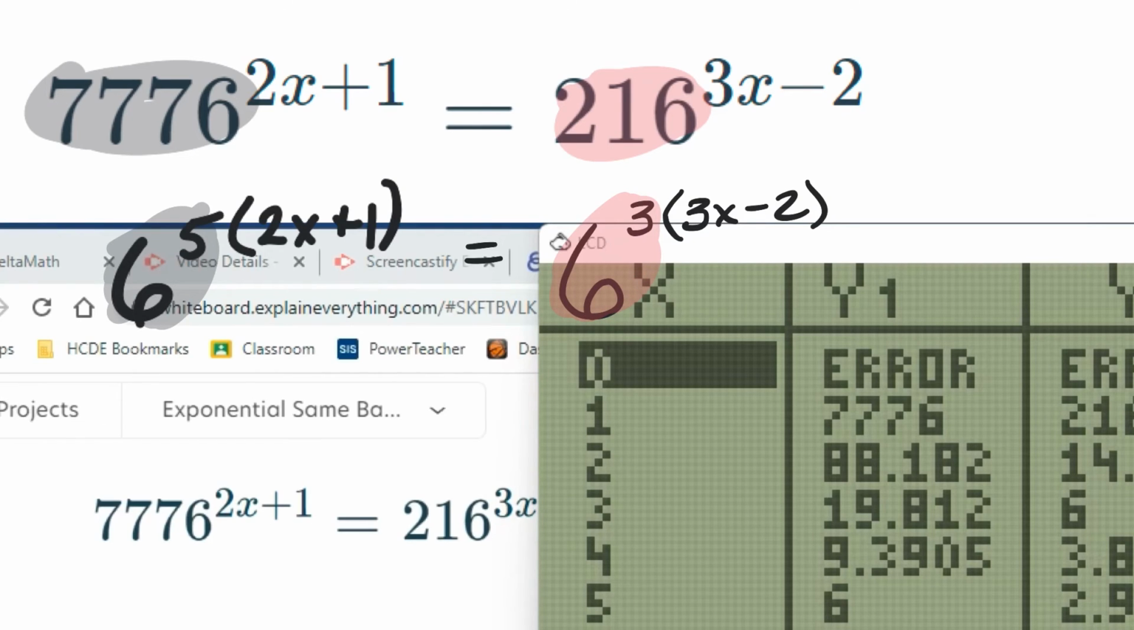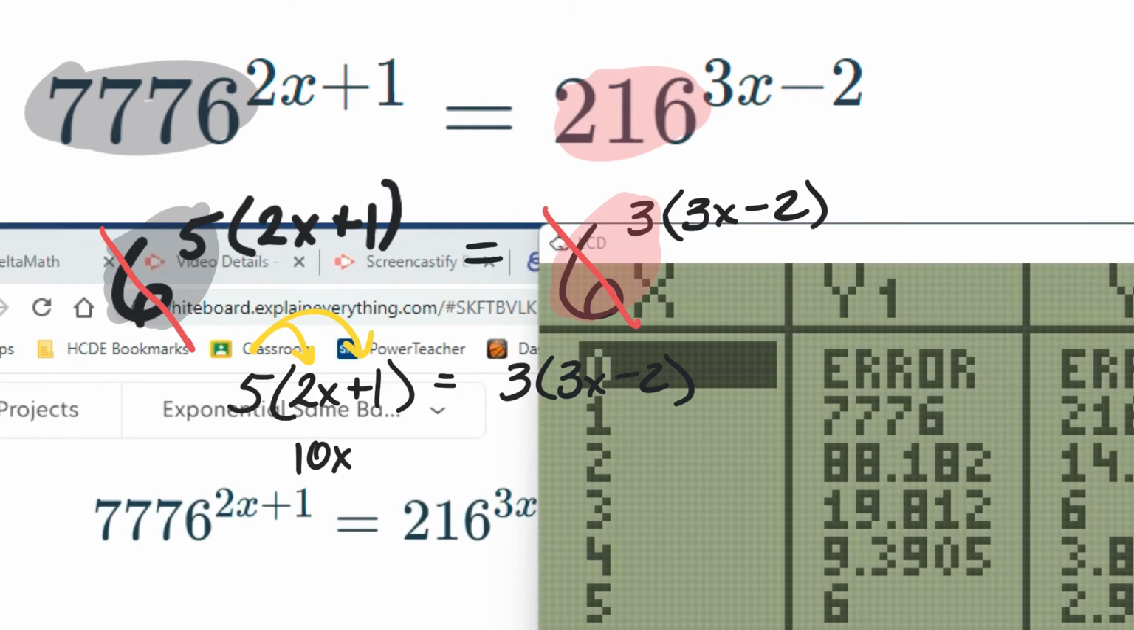But since I've matched those base values, I can cross the base values out, and I essentially have a linear equation. So I have 5 times 2x plus 1 is equal to 3 times 3x minus 2. Some of you probably would have preferred to distribute those before moving those down. It really doesn't matter. Just make sure that you perform all the operations that are supposed to happen.